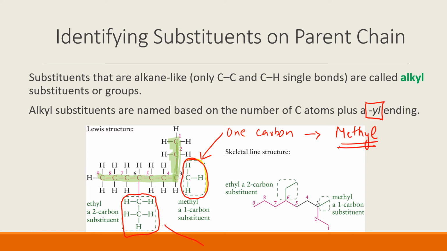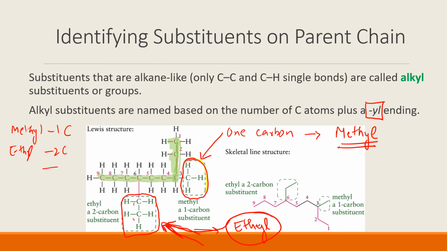Let's look at the second substituent. In this second substituent, we have two carbons. The name for 2-carbon is eth, and because it's a substituent, we put YL at the end. So the name of this substituent is ethyl. One carbon substituent is called methyl. If we have a two carbon chain as a substituent, then it will be called ethyl. If it has three carbons, then it's called propyl, and so on. Remember the common theme: the substituent name ends with YL. The other part of the name comes from the number of carbon atoms.